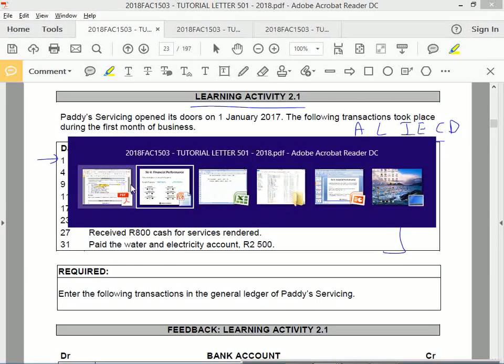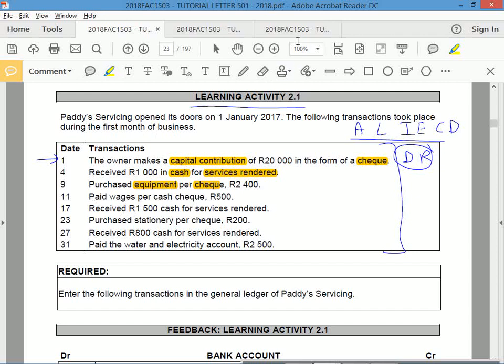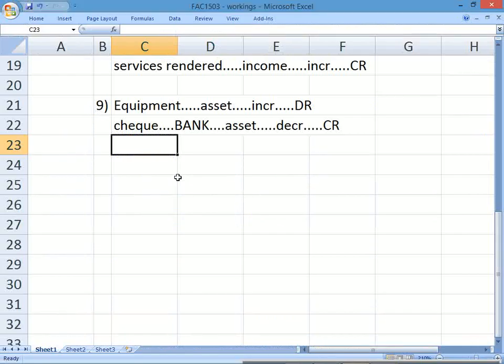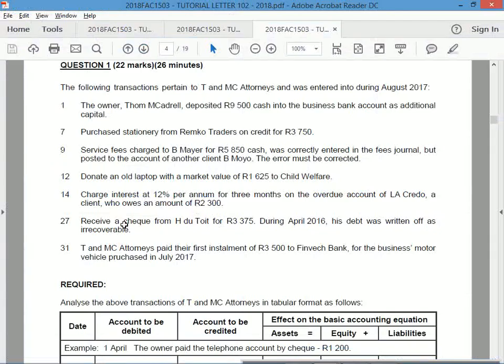You guys have the rest to complete. I'll do the rest as well. I'll finish this off in the Excel and I'll send it to you. You can check your workings. Let's look at 3 of these. I'm going to do that and then I'll send it to you, and I'm going to do another one for you and I'll send it with this.